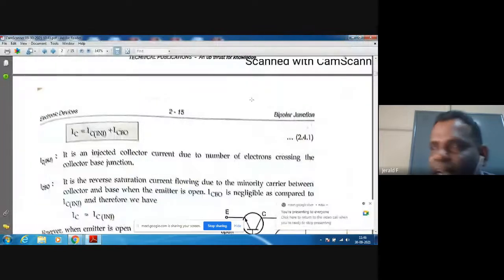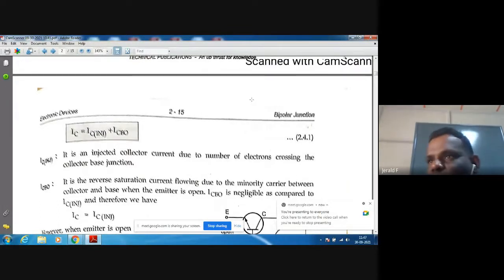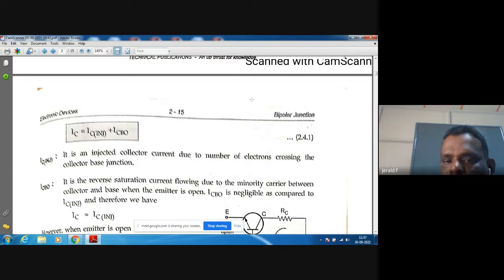What is IC? What is the collector current? The collector current is nothing but IC injection plus ICBO. What is IC injection? IC injection is the collector current due to the number of electrons crossing from the emitter into the collector base junction.